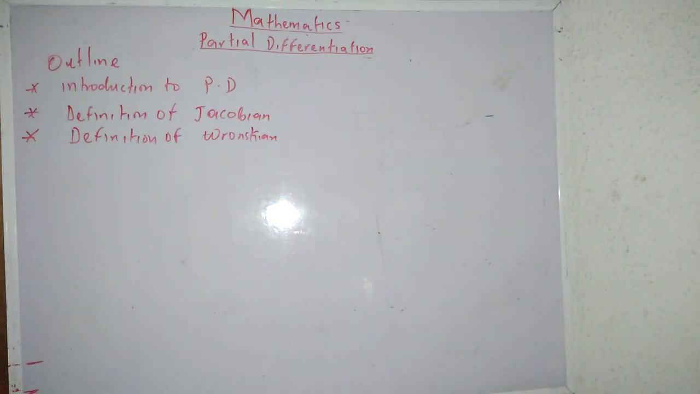In this video, I'll be walking you through partial derivation. Now, this is our outline. At the end of this video, you should know the definition of partial derivation, which is an introduction to partial derivation, the definition of Jacobian, and the definition of Wronskian. By the end of this video, you should know all this.